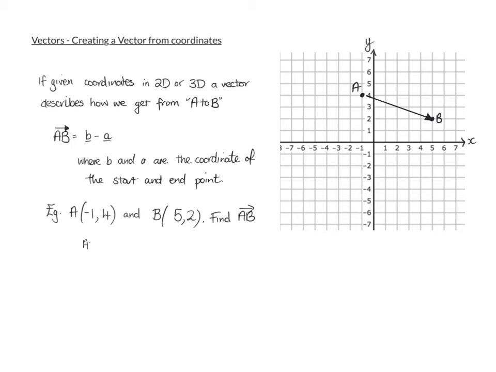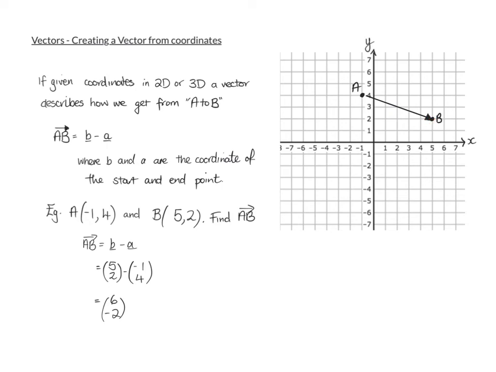So to find AB, what we have to do is B take away A. And we write our coordinates as vectors in a column. So we get B, which is 5, 2, and A that is -1, 4. So we do our top one, so we get 5 minus -1, which is 6, and 2 minus 4, which is -2. And if we look to our coordinates, you can see if we start at A, we have to go along 1, 2, 3, 4, 5, 6, and down 2. So perfect, along 6, down 2.